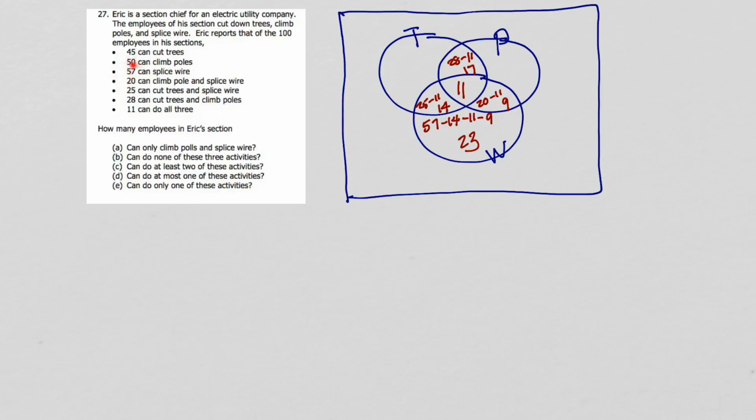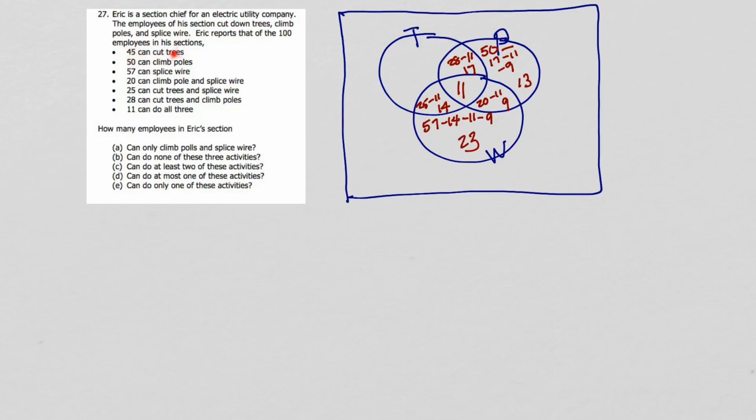And moving up again, we're up here, 50 can climb poles. So here's the people who can climb poles, and we know there's 50 people in here, but we've already counted for 17 and 11 and 9 of them. So in this region right here, these are the people who can only climb poles. That's going to be 50 minus 17, minus 11, minus 9, and that gives us 13.